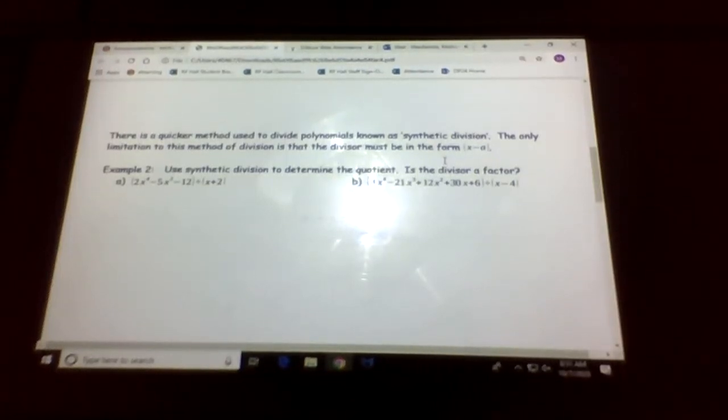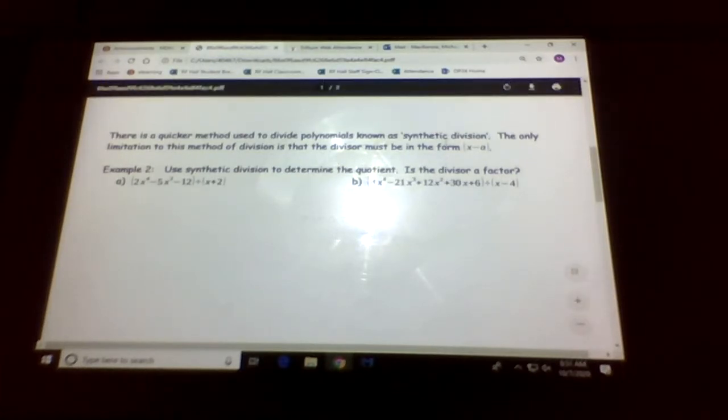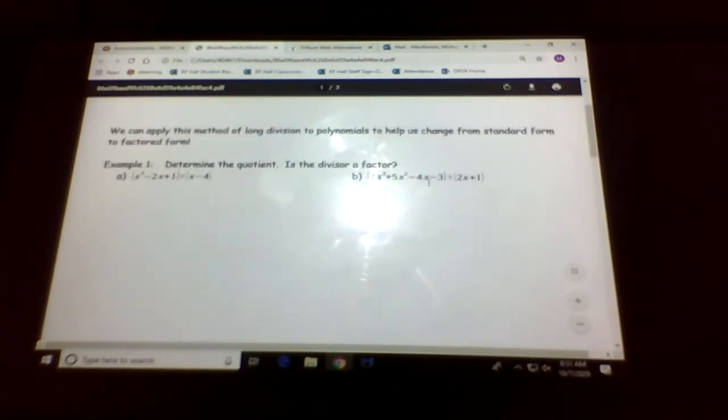Okay, so synthetic division, you can only use it for our purposes. You can use it in other ways, but just for us, it has to be x minus a number. Up here, we had 2x plus 1. This cannot work because it has a 2 there. So it has to be x minus or plus a number.